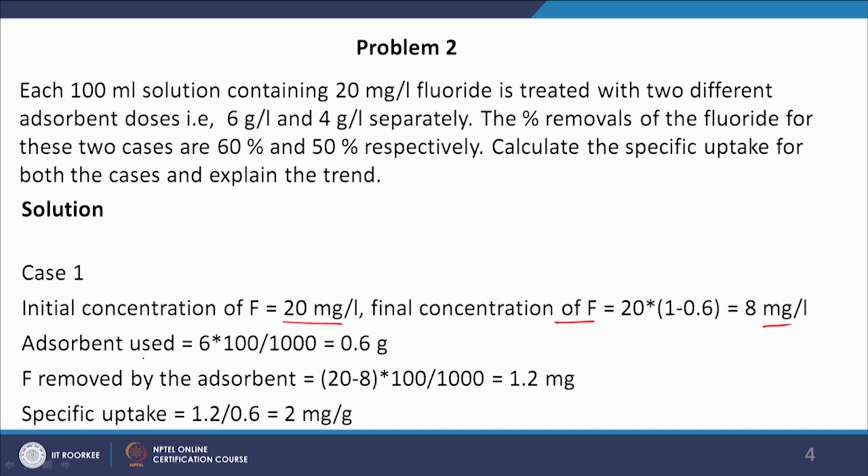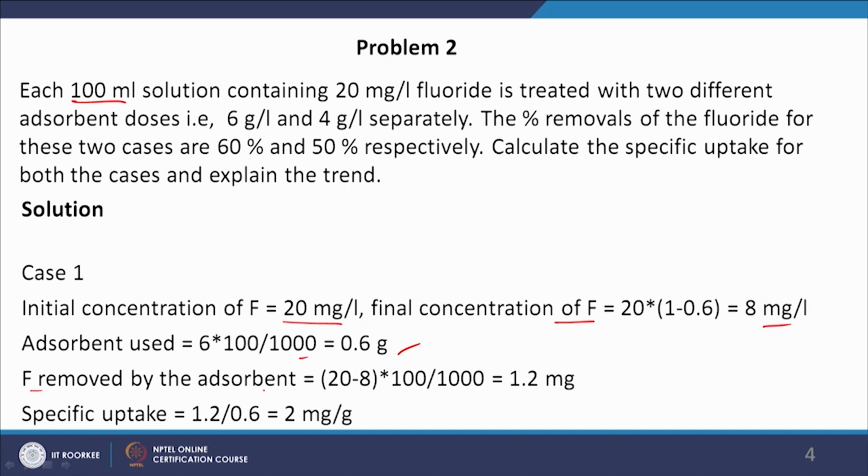Now, adsorbent used is equal to how much? 6 gram per liter, but we have 100 ml solution. So, we are using 6 into 100 divided by 1000, that is 0.6 gram, and what is the amount of adsorbate or fluoride taken up by this 0.6 gram of adsorbent, that we can calculate this way.